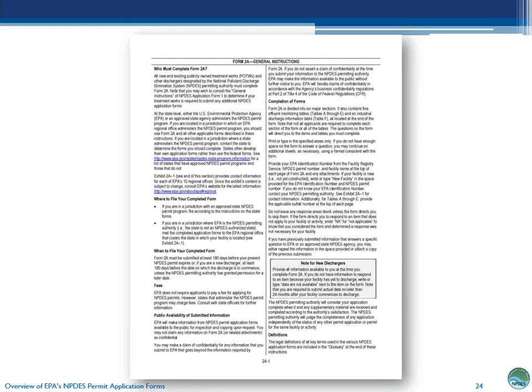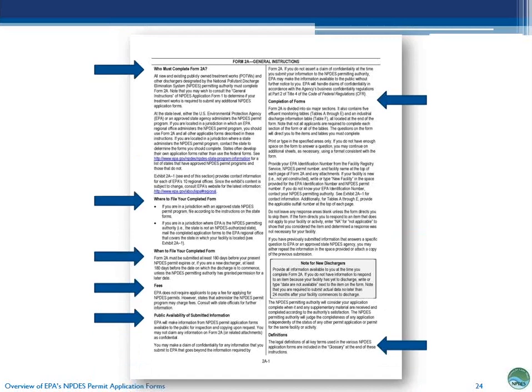The general instructions are intended to provide applicants with the who, where, when, and what of the application completion and submission process. The general instructions for Form 2A are shown on this slide. As you can see, these general instructions contain information on who must complete the form, where to file the completed form, when to file the completed form, fees, public availability of submitted information, completion of forms, and definitions. The general instructions will vary somewhat on each of the forms.